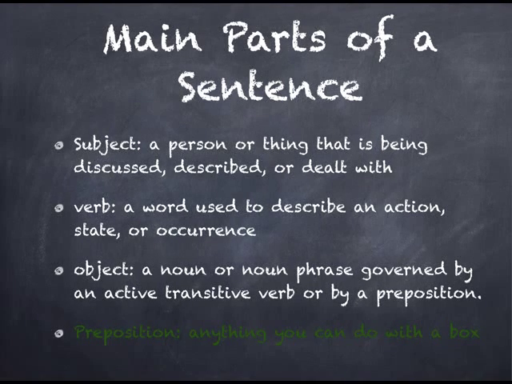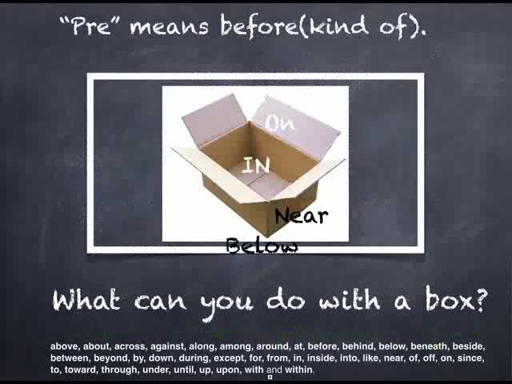This might be a little confusing, but you can do it. Preposition is anything you can do with a box. I know this is funny, but the easiest way to remember what a preposition is, it's just that anything you can do with a box. Well, let's see what you can do with a box. But first, let's understand what preposition means. Pre means before and position means place.